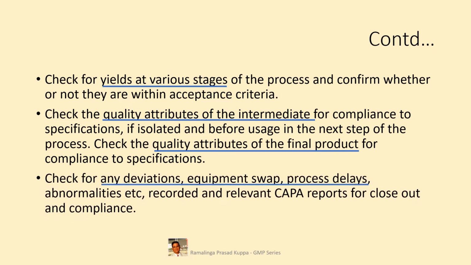Check for any deviations, equipment swap, process delays, abnormalities, etc. Record the relevant CAPA reports for closeout and compliance. Review the deviation reports also satisfactorily at this stage.